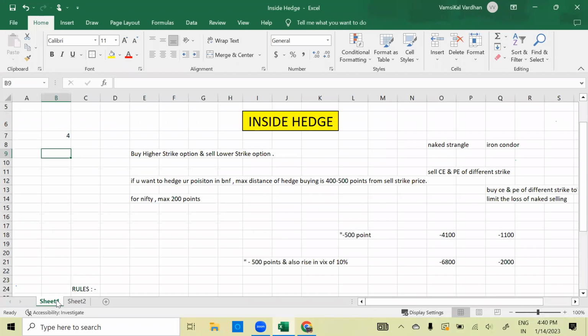Even if you just go for 150 points away, 200 points away, you are getting like 20, 30 points of premium. So it is not worth. It's not worth to do inside hedge in Nifty. So we are not doing.